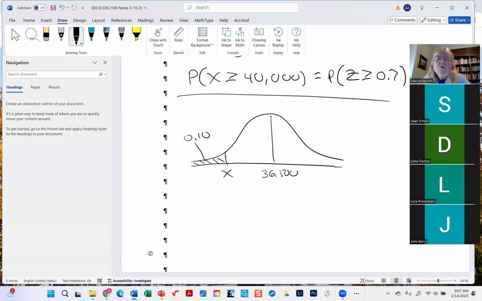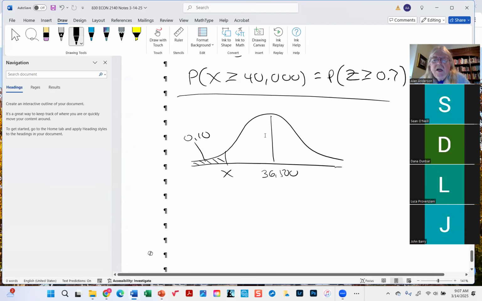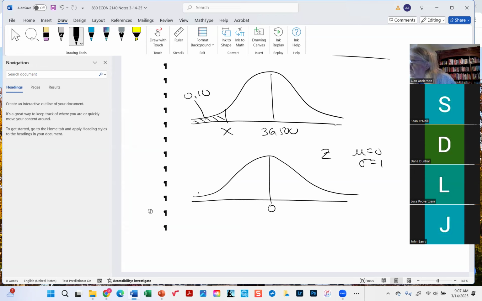So it's going to be down here on the left-hand side. All right. So what we need to do is figure out where this is with respect to the standard normal. Let's draw this in terms of standard normal. And so you can see the means are the same here. I'm looking for the corresponding location under the standard normal. So what I'm looking for here is X standard deviations below the mean.